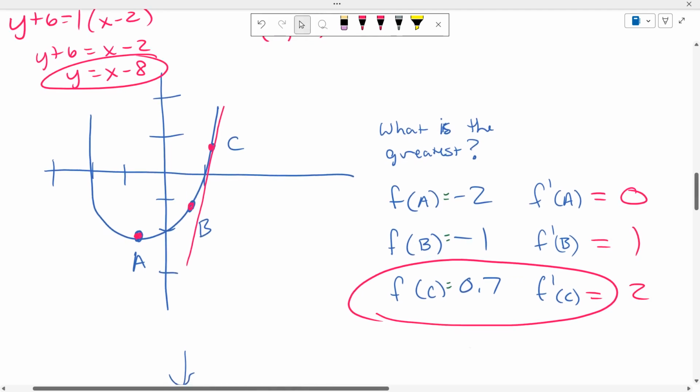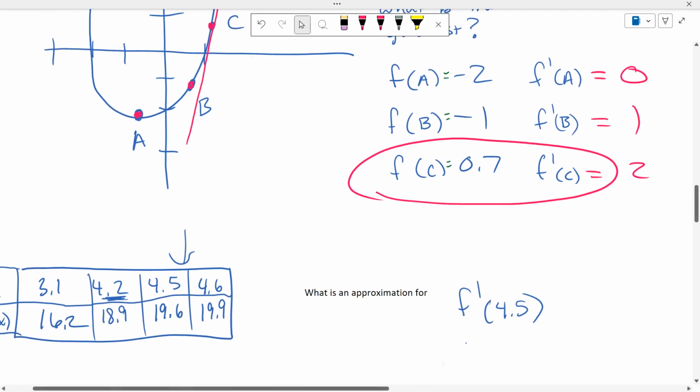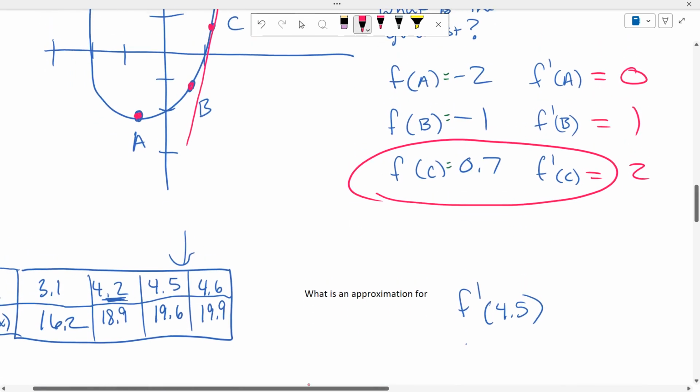But what about if it was going down? Then it would still be like... if it was, -1 is bigger than -2. If this was D and E, which one has the greatest slope? D, E, or A? A does, because that 0 is bigger than negative 2 or negative 1.